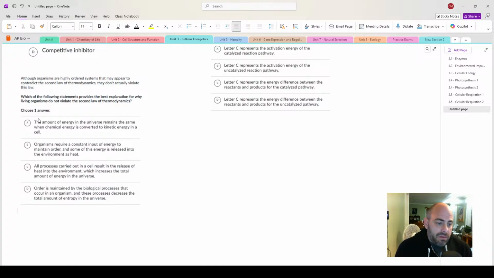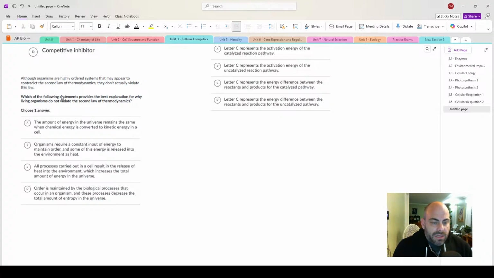We're just going to go down and find in A, B, C, D something that aligns with what we know about the second law of thermodynamics. Let's look at it. A, the amount of energy in the universe remains the same when chemical energy is converted to kinetic energy in a cell. This is kind of a tricky one because it's the first law. Energy is not created or destroyed. It's transformed or transferred. This is true, but it doesn't have to do with the second law of thermodynamics.